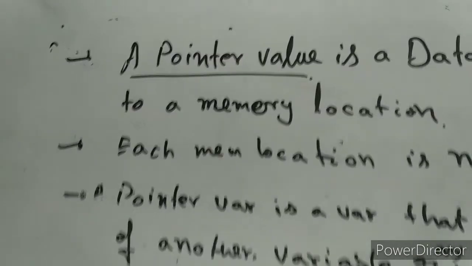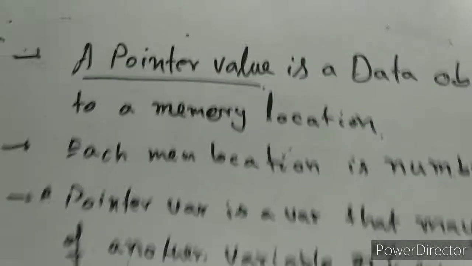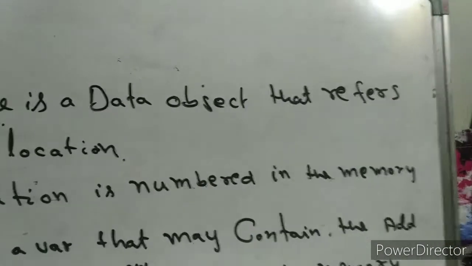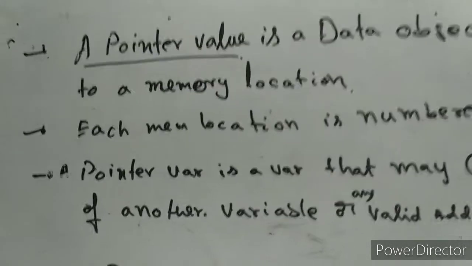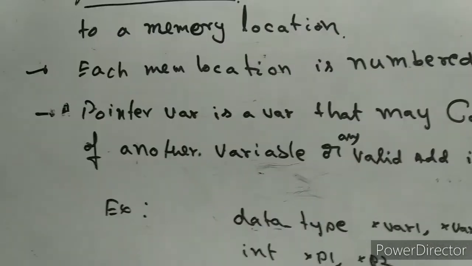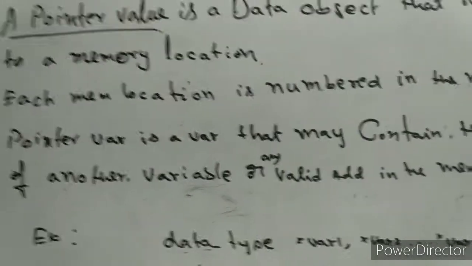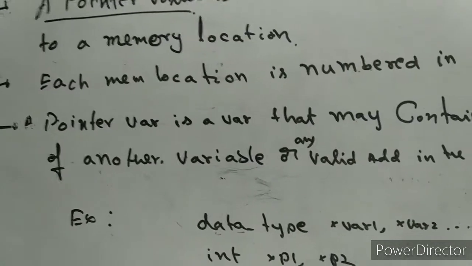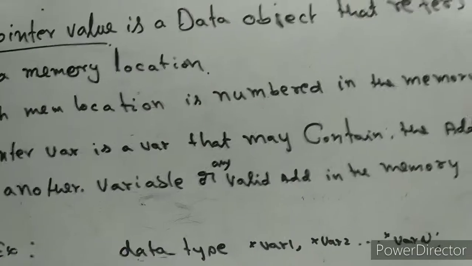Here let us discuss the definition of pointers before going in depth. A pointer value is a data object that refers to a particular memory location, and each memory location is numbered in memory. A pointer variable is a variable that may contain the address of another variable or a valid address in memory.